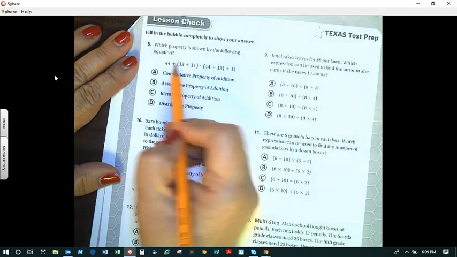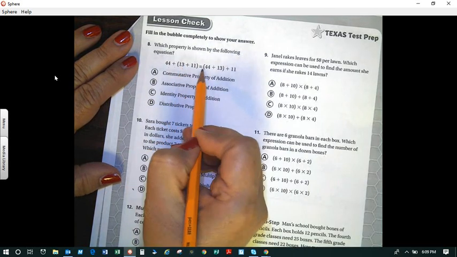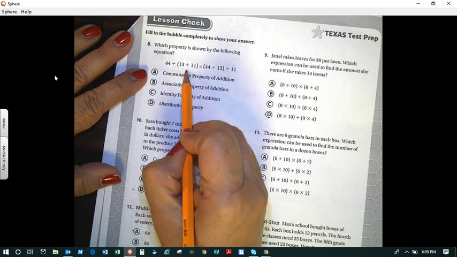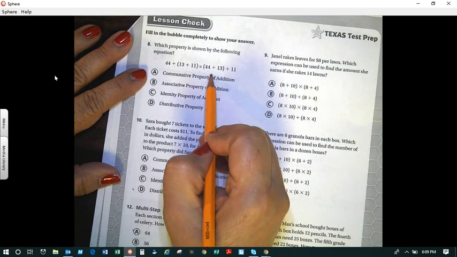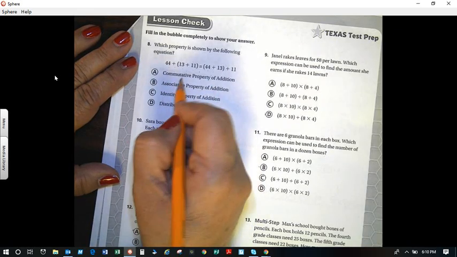All right, let's move along. Over here, which property is shown by this below? 14 plus, in parentheses, 13 plus 11 equals. Now look at the numbers. They're in the same order as over here, but what changed? Yeah, the parentheses. So that makes it the associative property.